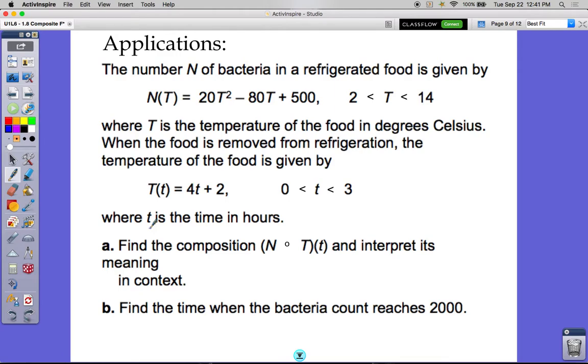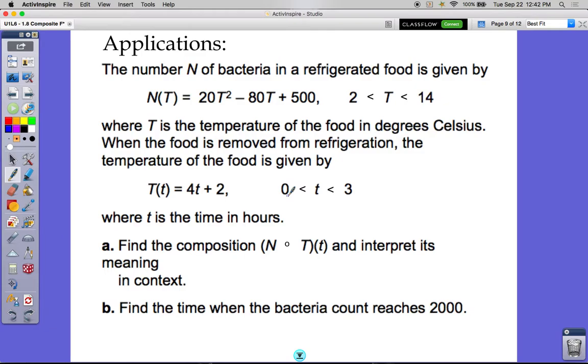So if we're just talking about what does that really mean? Well, this is the number of bacteria as a composition of the temperature of the food in respect of time. Now keep in mind the time where it's out of the refrigerator is between 0 and 3. And the temperature of the food is between 2 and 14 degrees Celsius. Again, that's when the food is cold enough, and then it gets to just short of room temperature at that point. And it takes about 3 hours or so to get there, according to these equations.